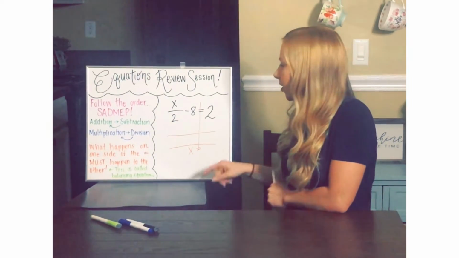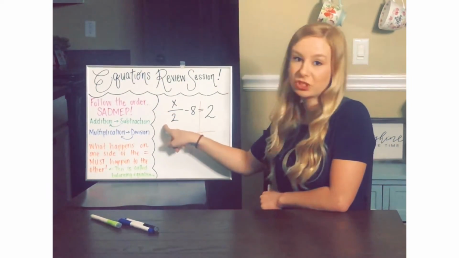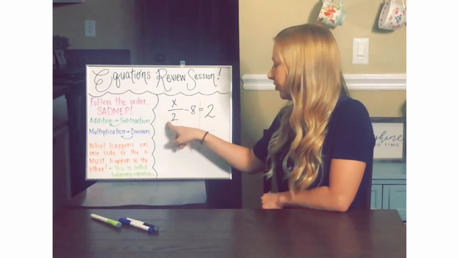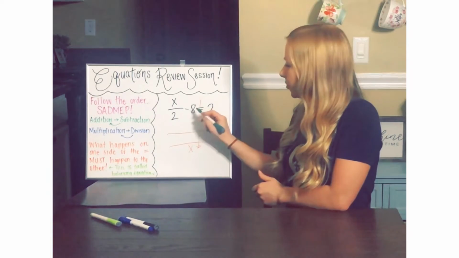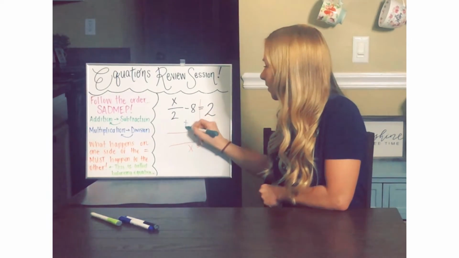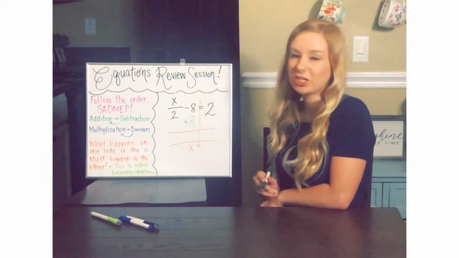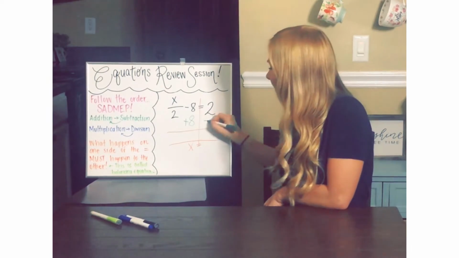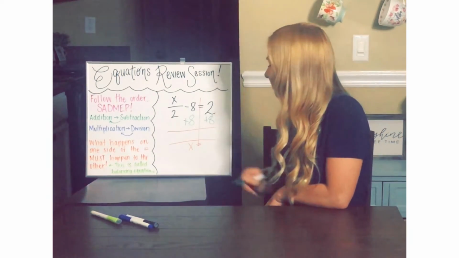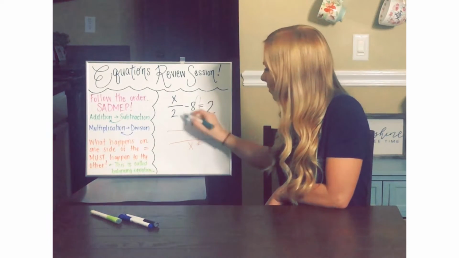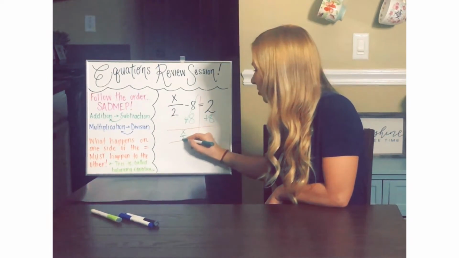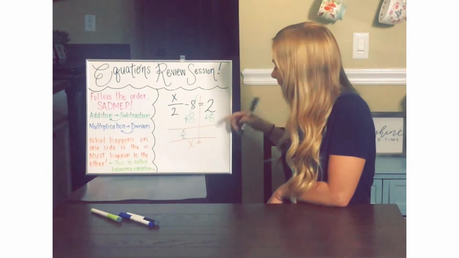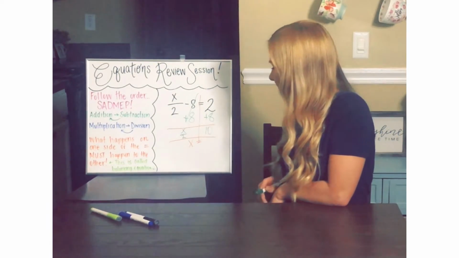As we can see here, we have x over 2, which is really just x divided by 2, minus 8 equals 2. So we're going to undo our subtraction with the inverse operation of adding 8 to both sides. This would cancel. Drop down in my box is going to be x over 2, and then 2 plus 8 gives me 10.